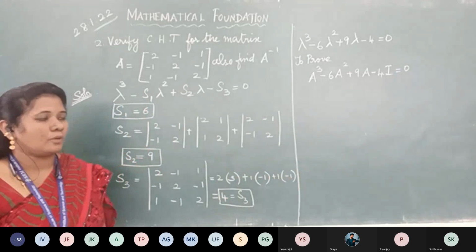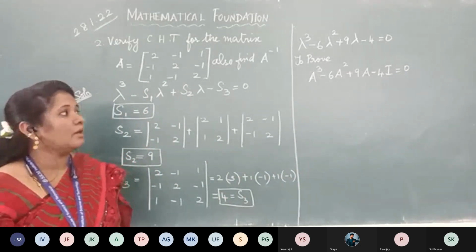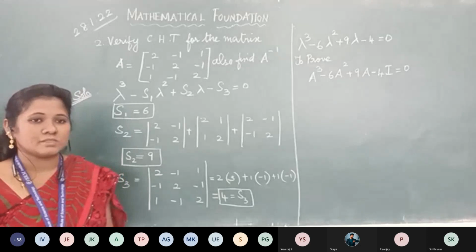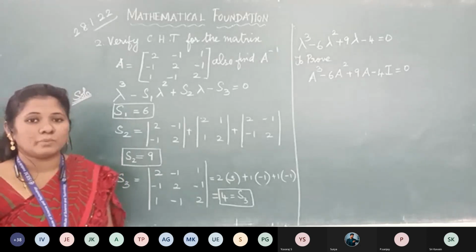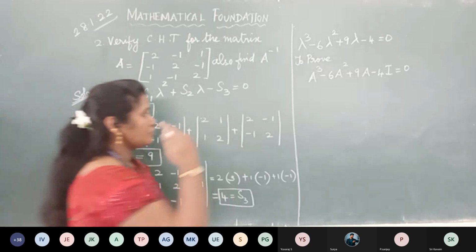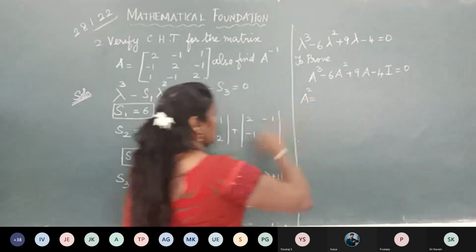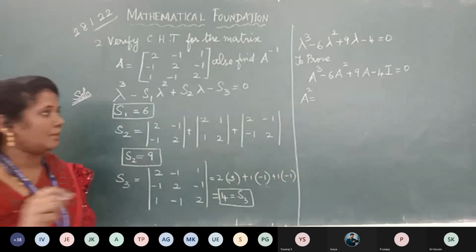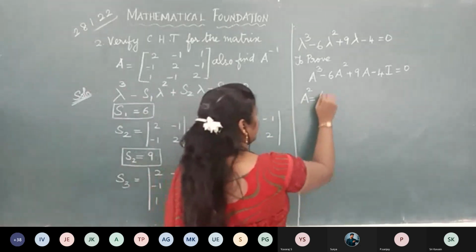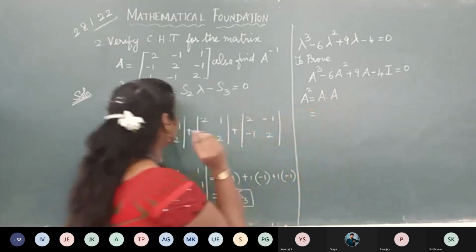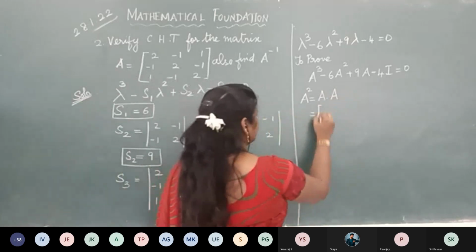To prove that, first you have to find out A square. You have to find out your A cube. Then you have to multiply it with 6A square, 9A. Then you have to multiply with your 4I also. So all those things you have to find out. We will start with A square. A square is nothing but A dot A. You have to multiply the given matrix 2 times. Concentrate when you multiply, otherwise you will go wrong.